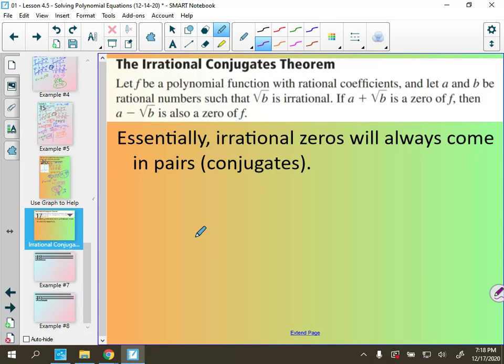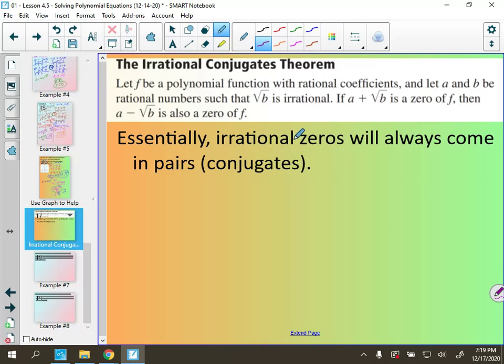So first thing here, we're jumping right to it. Obviously, this is part 3. Everything else you should be able to find in other sections. Heading: irrational conjugates theorem. What the heck do all those words mean? This is the Mr. Kroll summary, which is usually just me summarizing what the book says. Essentially, irrational zeros will always come in pairs, and the pairs are what we call conjugates.